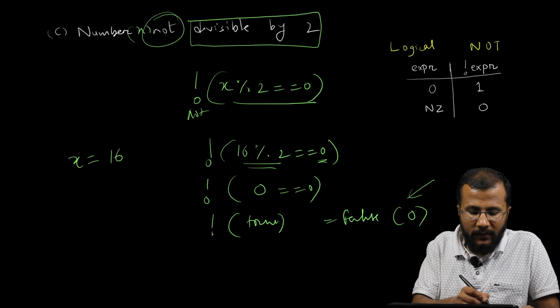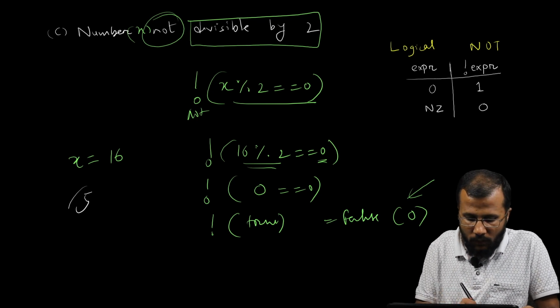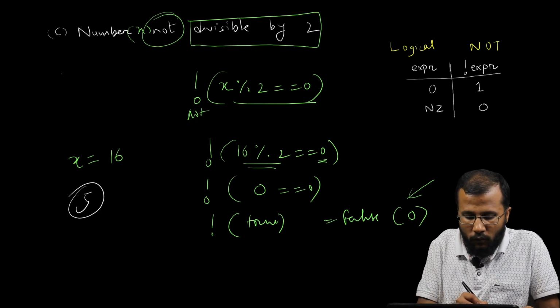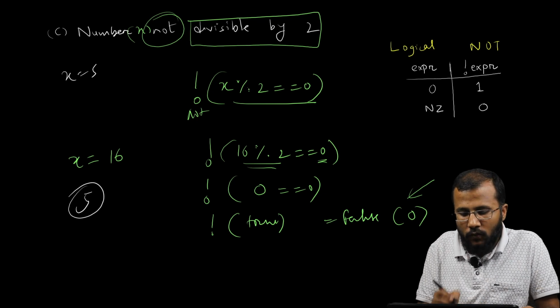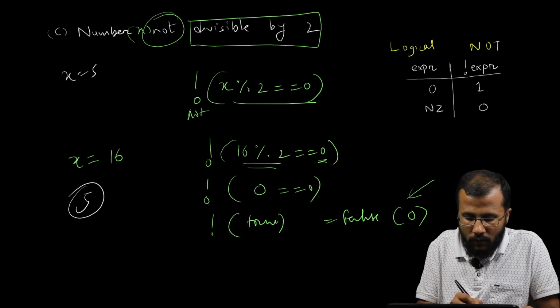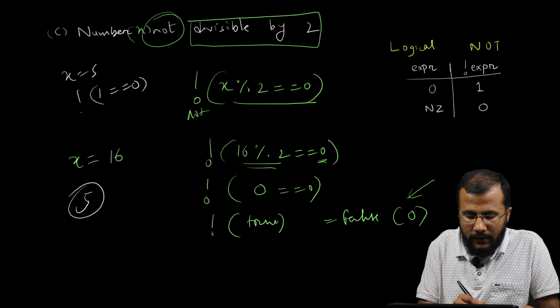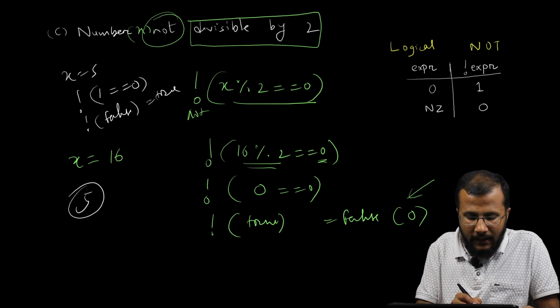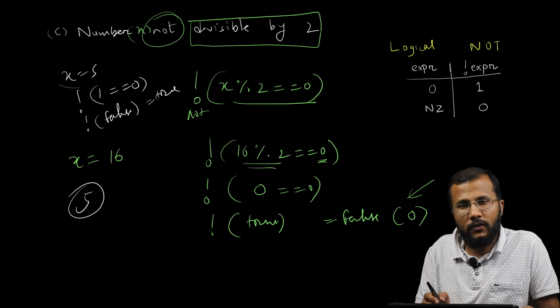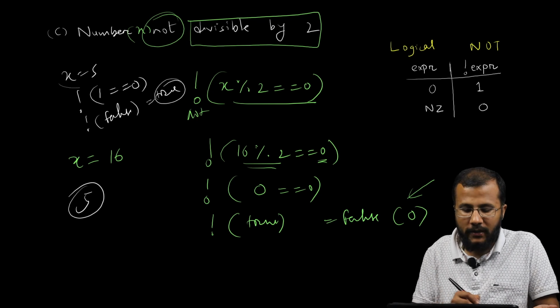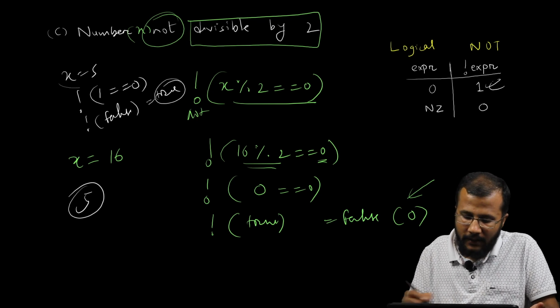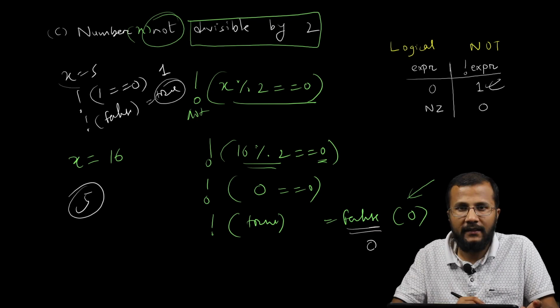Now if I try with any odd number, let's say 5, whenever x is 5, 5 mod 2 is 1. So 1 equals 0 is false. So not of false is true. That means whenever x is 5, I say that 5 is not divisible by 2 is a true statement. Therefore the output is true, and it will display 1 instead of true. This is how logical AND, logical OR and logical NOT work.